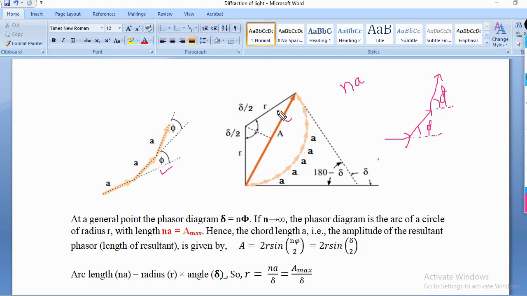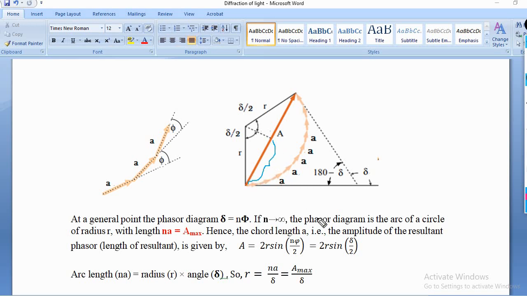Now to do this, what are we going to consider? We can consider an imaginary circle, and its radius is given by r. And the total angle, actually, we are talking about n into phi. N into phi is represented by delta. So if you divide it into two parts, this is delta by 2, and this side is also delta by 2. Now what you have to find from this diagram is this particular length.